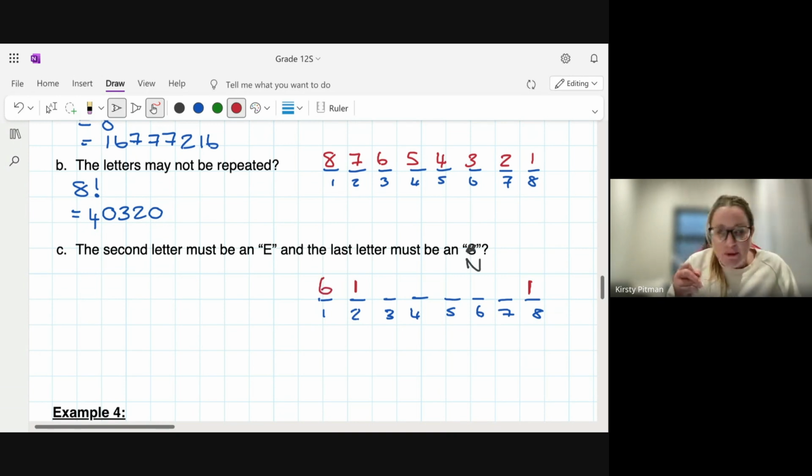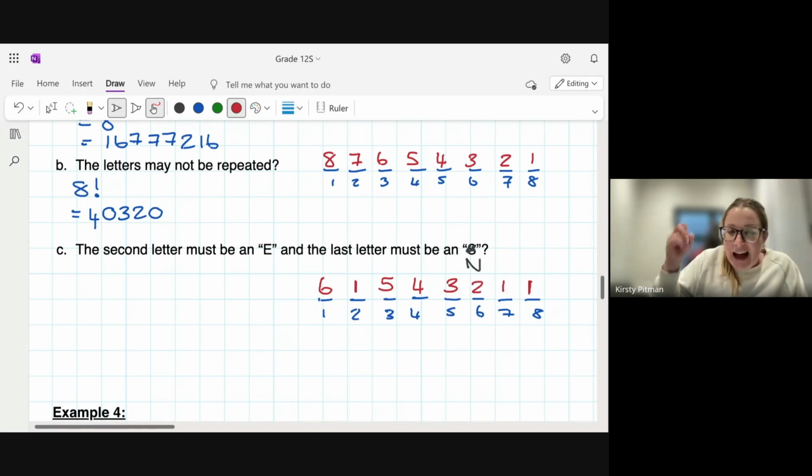Then I have to put that letter in space 2. For the third space, I've got 5 options. Then I've got 4 options. I've got 3 options. I've got 2 options. I've got 1 option left because in the 8th space, I have to use the N. So on my calculator now, I can say 6 times 5 times 4 times 3 times 2 times 1 times 1 times 1. That's absolutely possible.